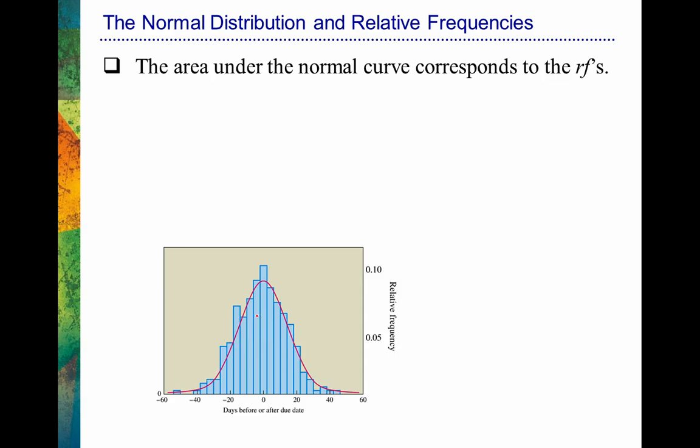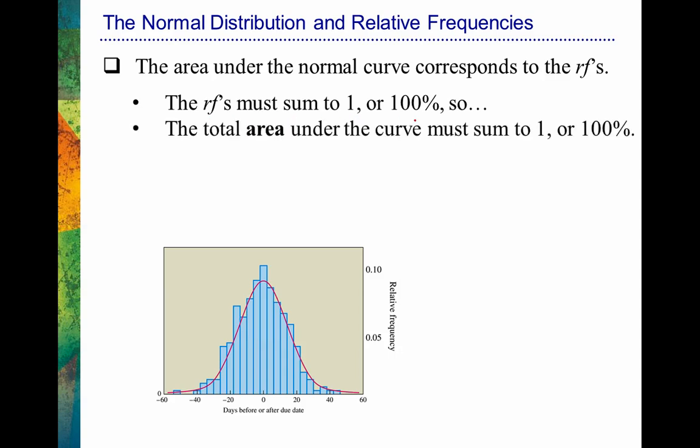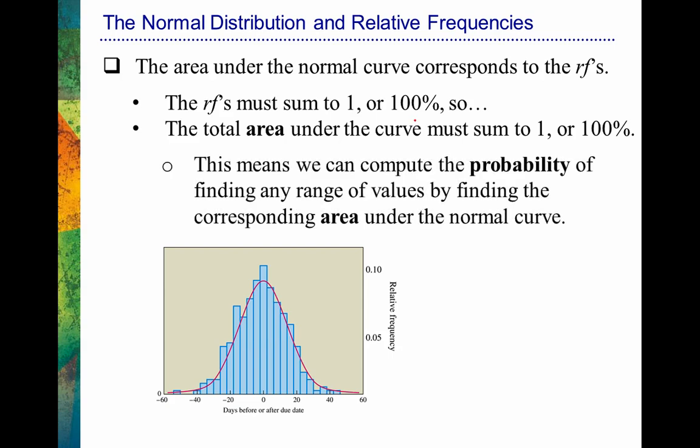And if I were to add up all those bars, these relative frequencies would equal 1 or 100%. And that's the point that I'm making right here. The relative frequencies must sum to 1 or 100%. So the total area underneath the curve must sum to 1 or 100%. And what that means is something kind of neat.